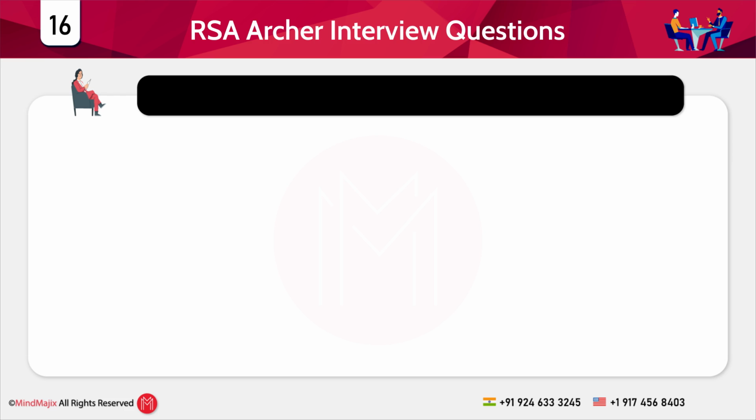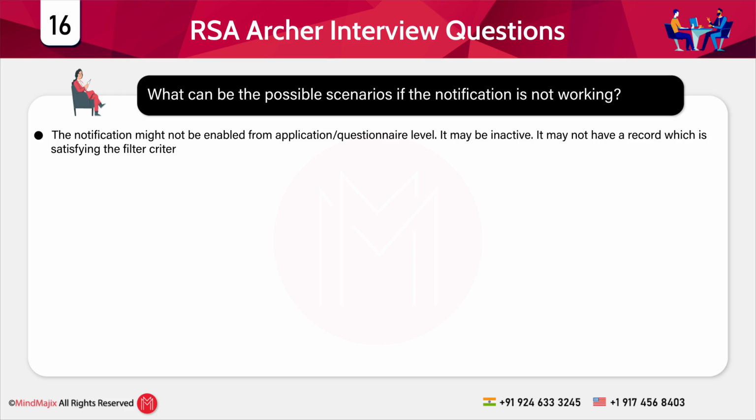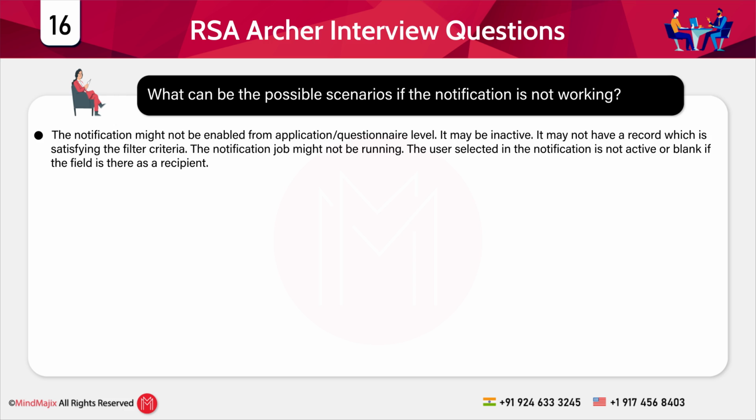Then we have question 16, which is what can be the possible scenarios if the notification is not working? So basically, when you try to troubleshoot a notification, if there is any request when you are part of the support team, or maybe in development, or maybe it's just an interview question they ask, then what are the ways that you can troubleshoot it? There are different ways. The notification might not be enabled from the application or questionnaire level. There's a checkbox in the properties. It should be enabled from there.